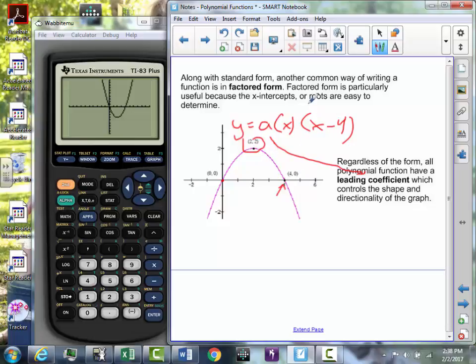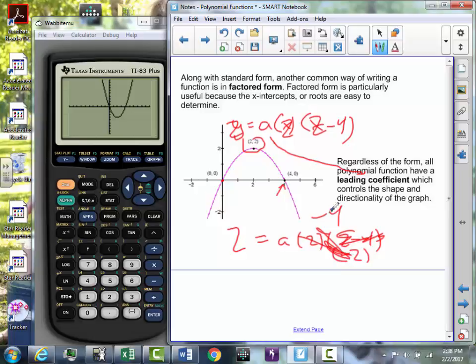Based on that point, I could plug a 2 here for the x, and a 2 here for the y. So let me clean it up. It'll look like this: 2 equals a, the unknown coefficient, times 2, times 2 minus 4. 2 minus 4 is negative 2. 2 times negative 2 is negative 4.